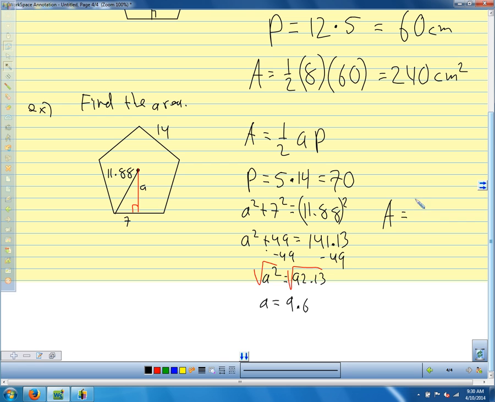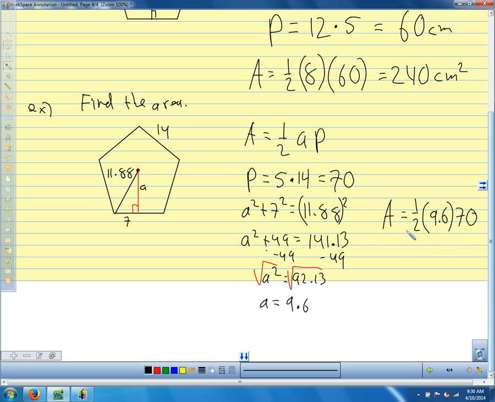The area equals 1/2 times 9.6 times the perimeter, 70. And I would calculate that out. Yes, we could have done that another way, and we'll talk about doing that in another section. If they didn't tell us the side length, we would be able to figure out the sides of the triangle using SOHCAHTOA. So even if we have one less piece of information, we'll still be able to do it. That's kind of a nice thing.